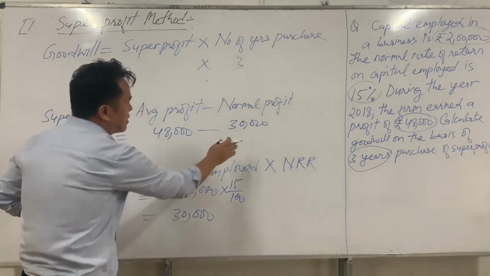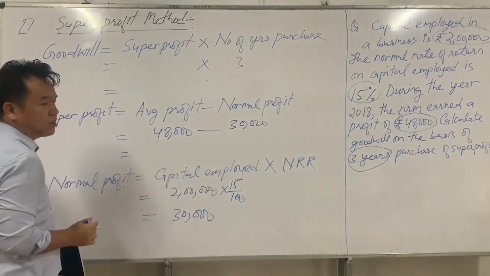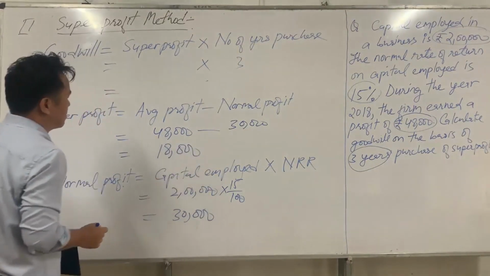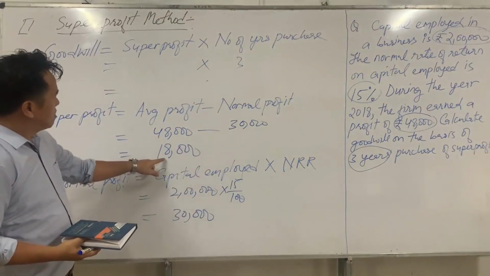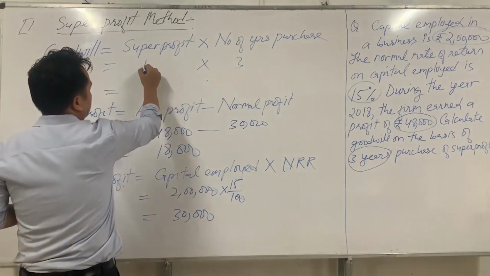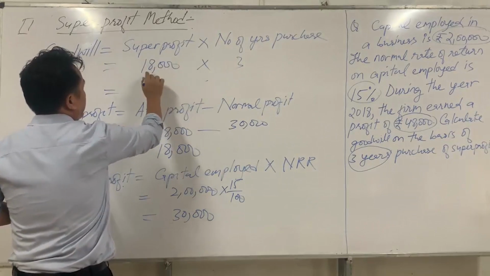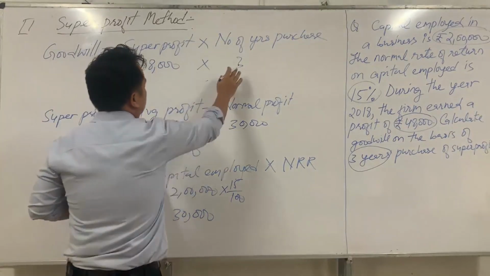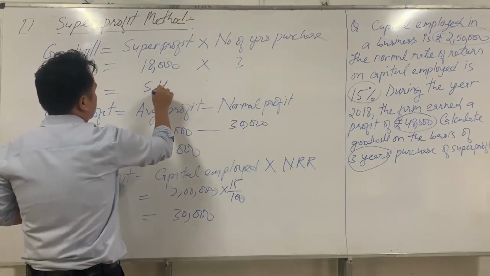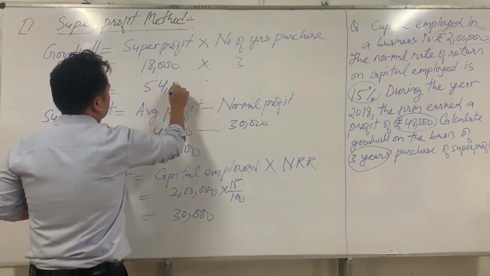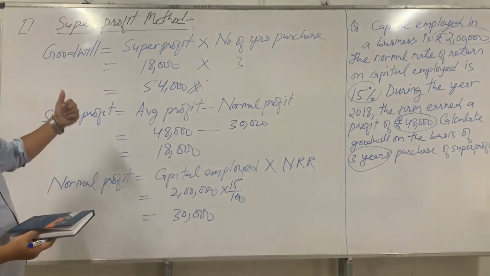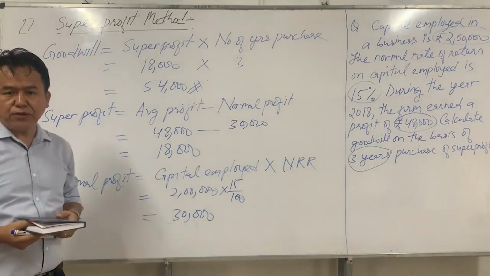If we deduct 30,000 from 48,000, how much do we get? Yes, we'll get 18,000. Now we can put the value of super profit, which is 18,000 here. So 18,000 multiplied by 3, how much do we get? Yes, we will get 54,000. So this is the goodwill of the firm. Is that clear for you?